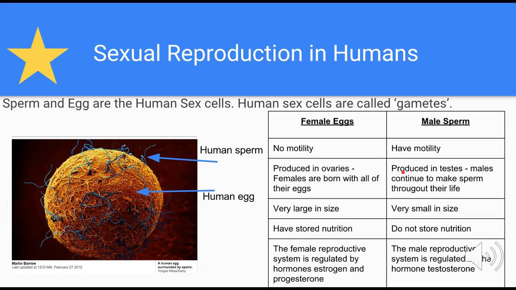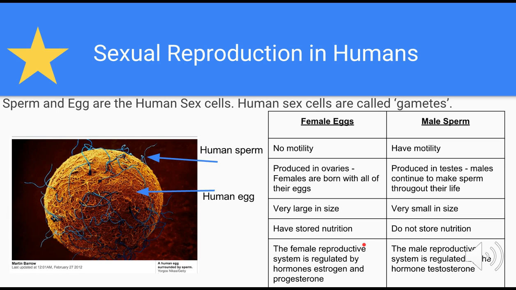Men have sperm that are produced in their testes, and they continue to make them throughout their life. Eggs are very large in size. Sperm are small. Eggs have some stored nutrition, so that as the embryo begins to develop, it has some nutrients to pull in before the placenta is formed. Sperm do not have that.